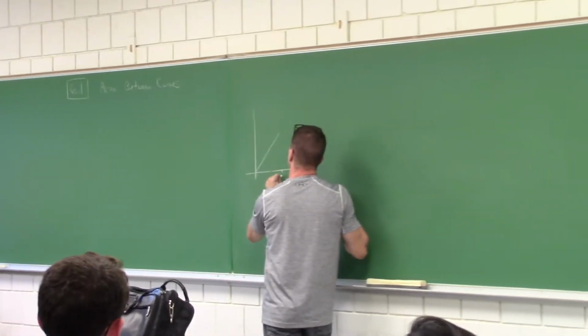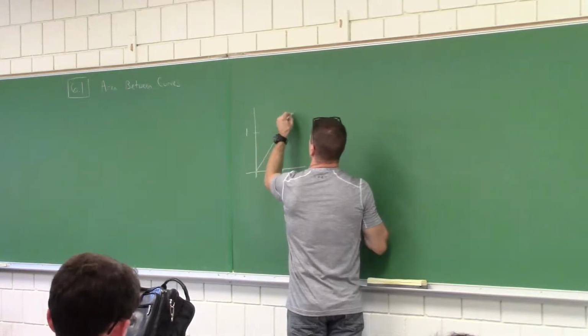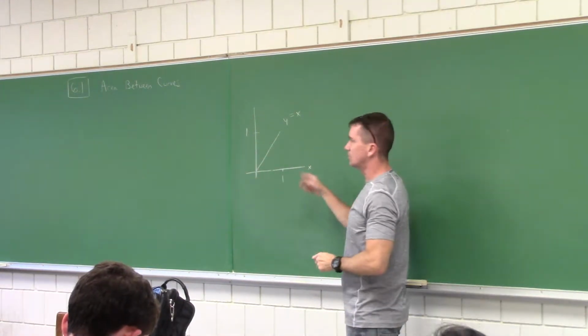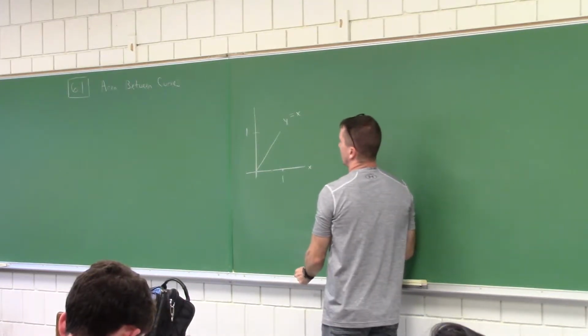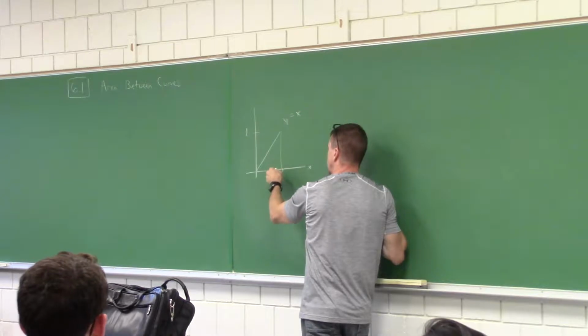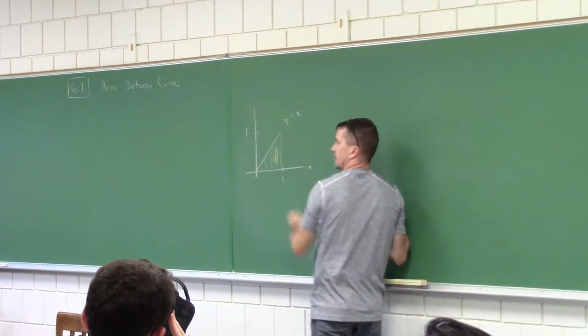I'll just plot the 1 on the x-axis. Y equals x is a straight line, right? Cool. What I want you to do is go back to Calc 1. Think about Calc 1. I was wondering if you could give me the area underneath y equals x and think of some mathematical way to do that.